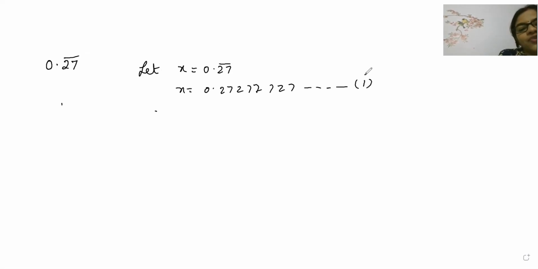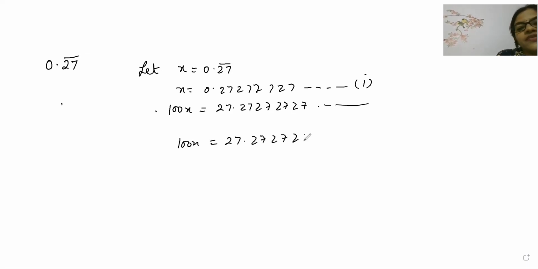So beta, what technique are we going to use? Let x is equal to 0.27 bar. So x is equal to 0.27272727. In school, what you will do when you go to school: multiply 100x on both sides, 100x is 27.27272727 repeated. Then subtract x, 0.27272727. Is anyone having a doubt, beta? Anyone not understood?